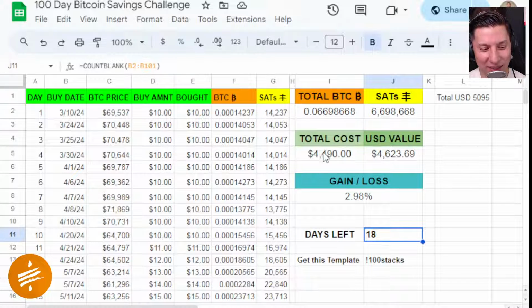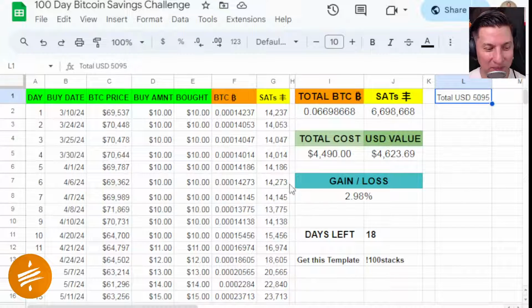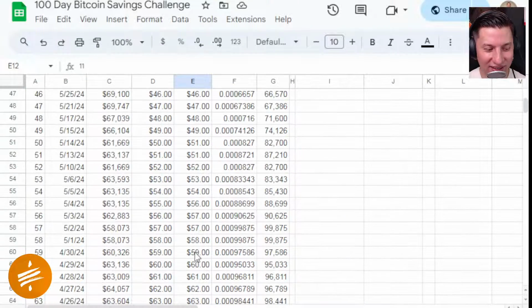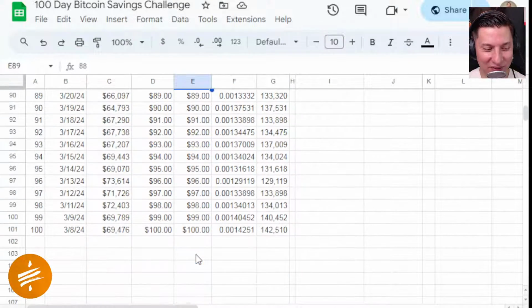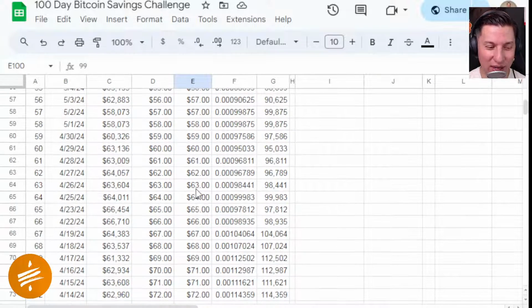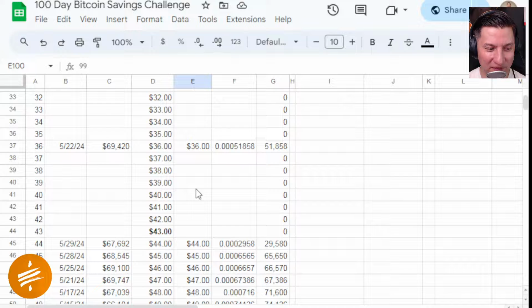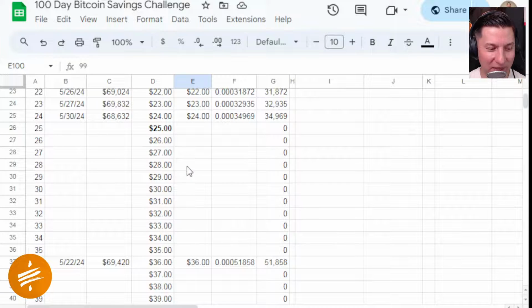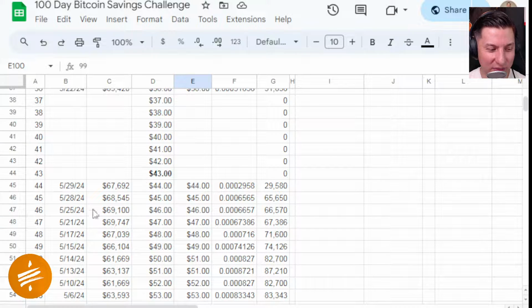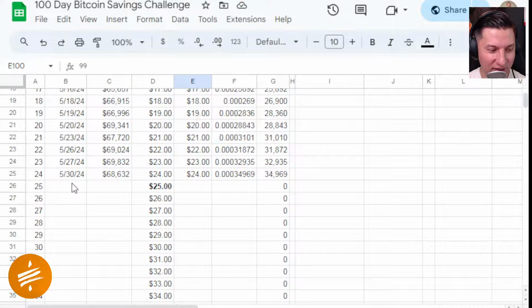By the time we're done with this challenge, we would have invested $5,095. You basically put $10 for the first 10 days, $11 for day 11. These are all just different buys. We did all these buys during the show, except on weekends. On weekends, I just bought. I didn't buy this weekend actually. I need to fix that. Anyway, we'll do these buys today with a 29, 30.